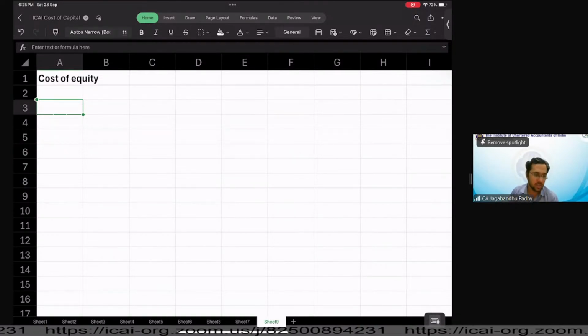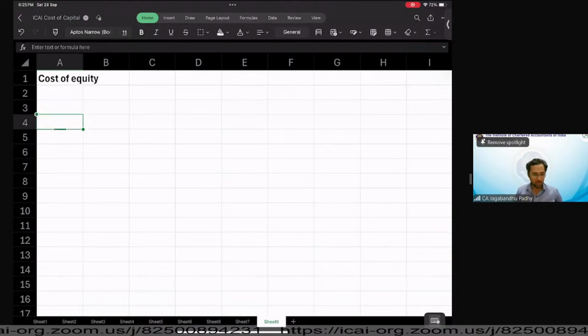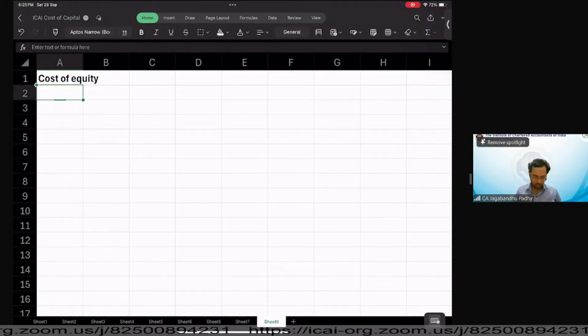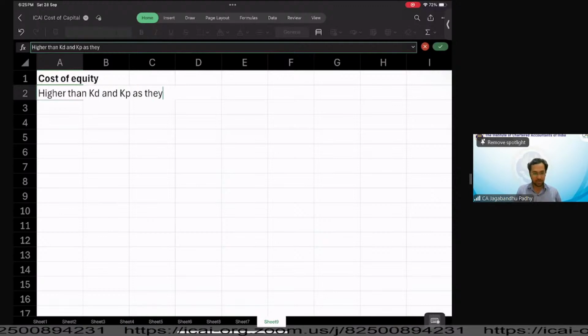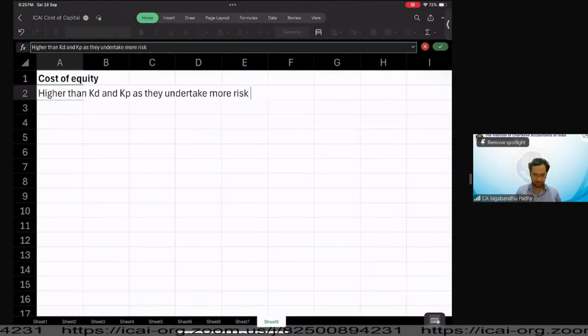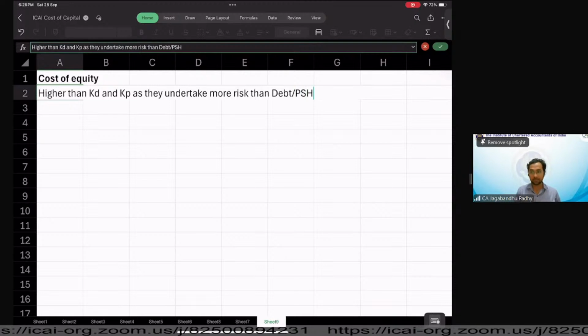Since equity shareholders are obviously taking a higher risk, they will require a higher rate of return on their investment, and the company will have to generate that much return. Okay. So can I say that cost of equity is going to be higher than cost of debt and cost of preference shares, as they undertake more risk than the debt or preference shareholders.